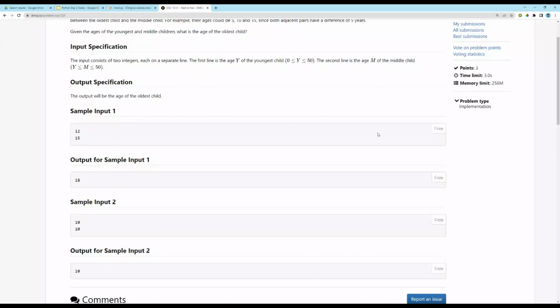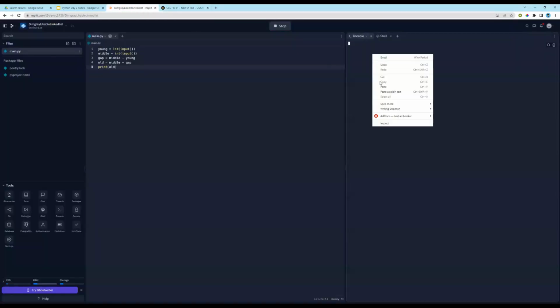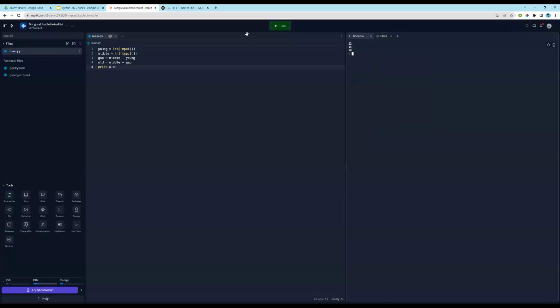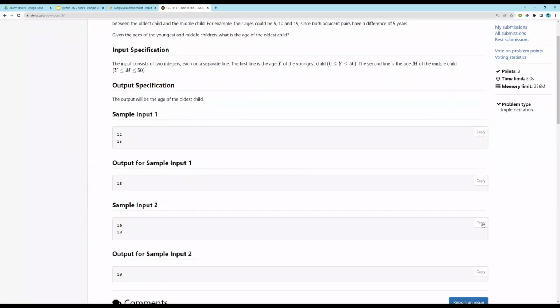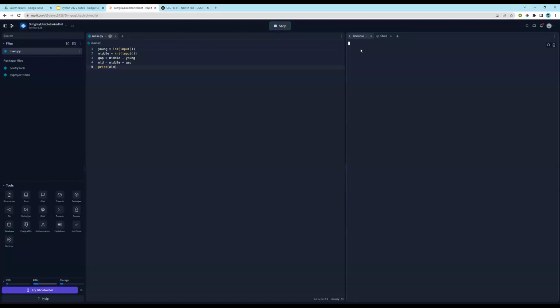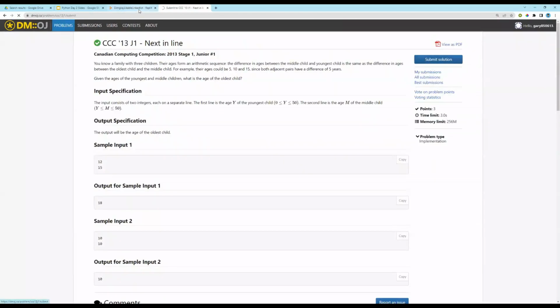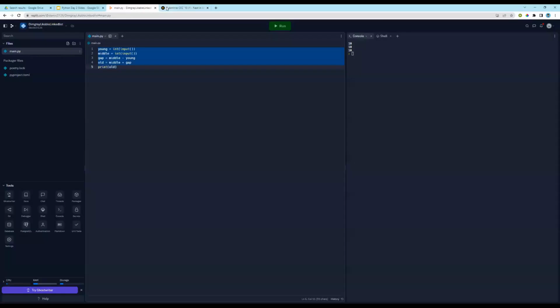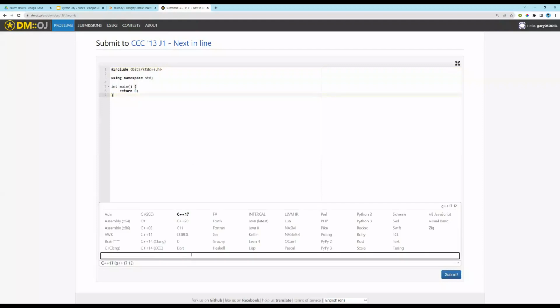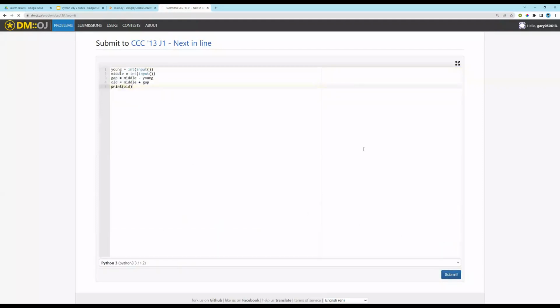So hit run, and we copy the first sample input. We get 18, which is correct. And we test the second one. Hit run. We get 10, which is also correct. So now all I have to do is go to submit solution. I'll copy my code, then go to Python 3, and we submit.